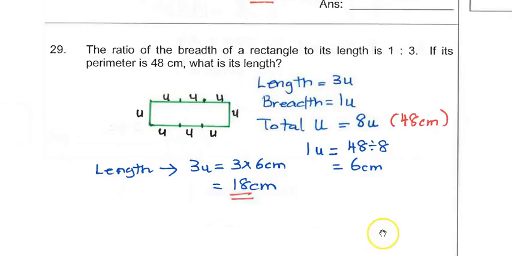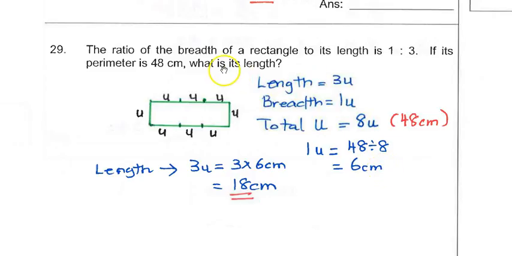Next. Now the ratio of the breadth of a rectangle to its length is 1:3. Breadth is 1, length is 3 times. That is why I wrote it here. 1 unit, 3 units. If you look at the perimeter, it is 1 unit here, 3 units plus another 1 unit plus 3 units. Total is 8 units. So given that the perimeter is 48 cm, these 8 units are 48 cm. Can you see? Total U is 8 units, which is given 48 cm. 1 unit is 6 cm.